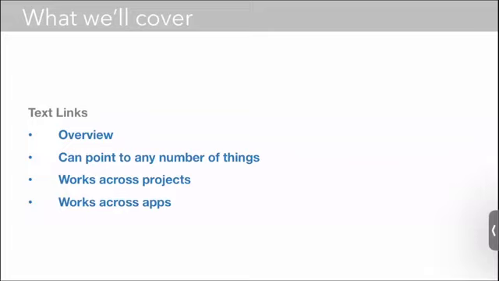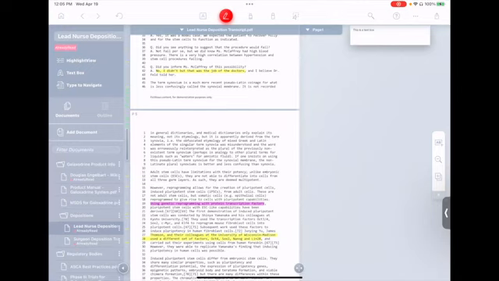So the next one is text links. With text links, you already know a lot about ink-based links. I've shown you quite a bit, but text links work a little differently. I'm going to give you an overview of them, show how they can point to multiple objects at once, show how they work across projects, and show how they even work across apps.